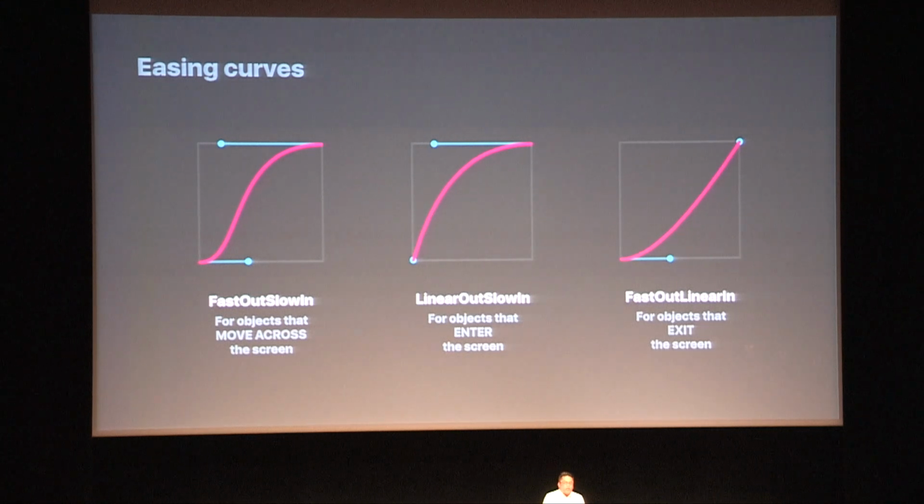When you have an object that moves across the screen, moving from point A to point B, use fast out, slow in. If you have an object entering the screen from outside, linear out, slow in, and for objects that exit the screen, fast out, linear in. So that's a cheat sheet that we use in Fabulous, and it's there in Material Design actually. We use this whenever an animation spec is probably lacking the easing curve. These are the default curves for all these different situations.